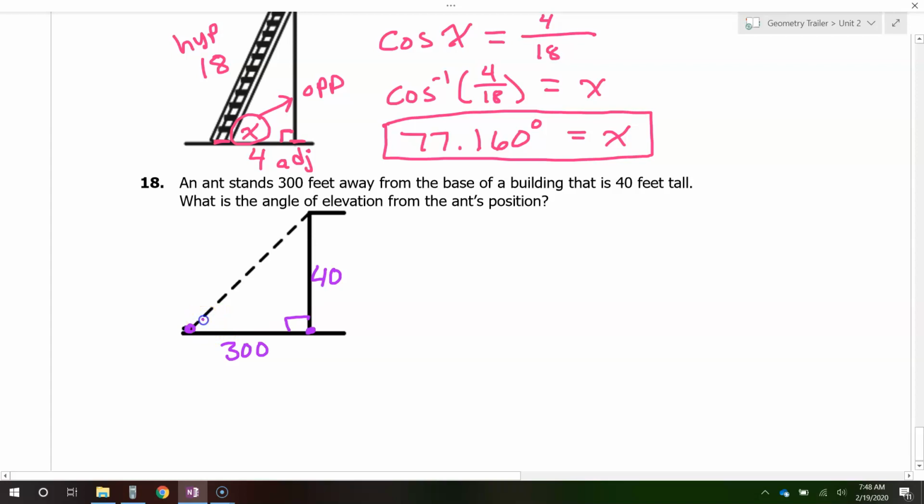All right, so the angle of elevation, and it tells us to look from the ant's perspective. So that's down here on the ground. So let's go ahead and put our x right here. This is the angle that we're looking for. So where is the hypotenuse? Here's the hypotenuse right here across from the 90-degree angle. Circle the angle we are looking for, draw an arrow, that will be the opposite side. The other side is the adjacent side. So go ahead and write Sohcahtoa.